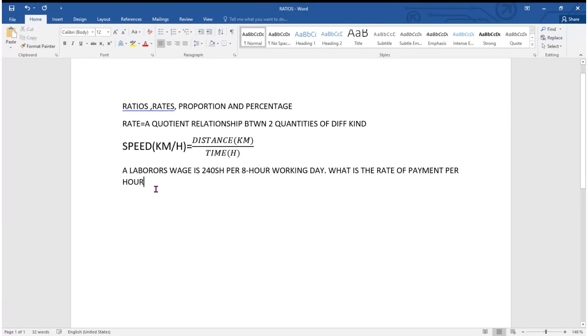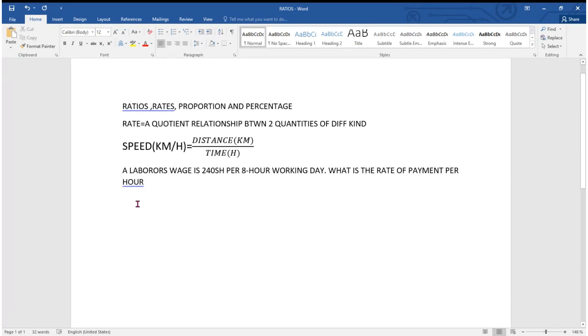So a laborer is a person who is working and is given a wage. That is a daily amount of 240 shillings per 8-hour working day. So that means he has to work for 8 hours. So a working day is given 8 hours. Okay, what is the rate of payment per hour?